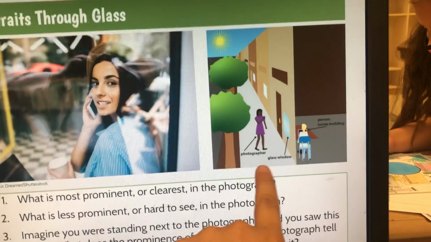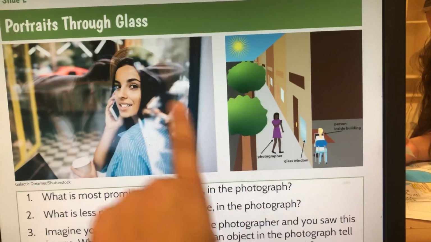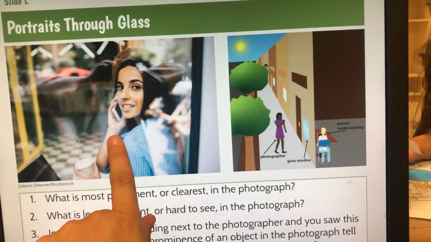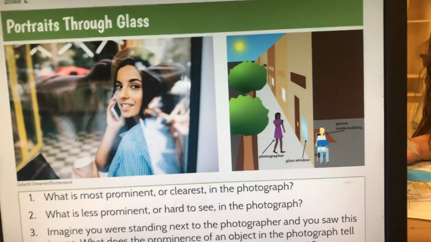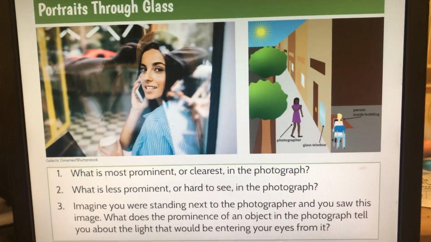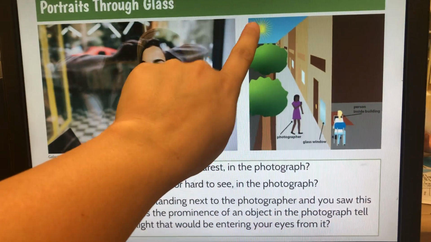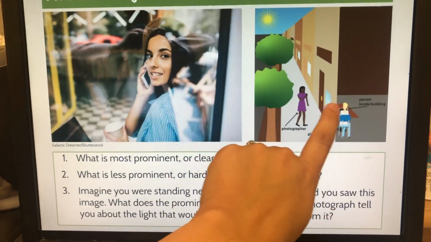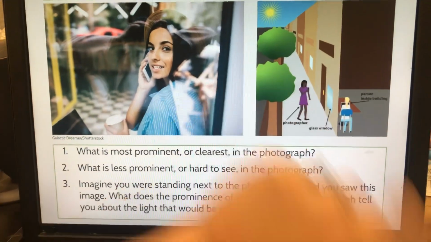So this right here is a side view. The photographer would be standing right here. The person that's sitting at the table would be right here. So it's showing you what's happening with the light. The light, to be able to see that person, has to hit that person and then bounce off and then go into their eyes.